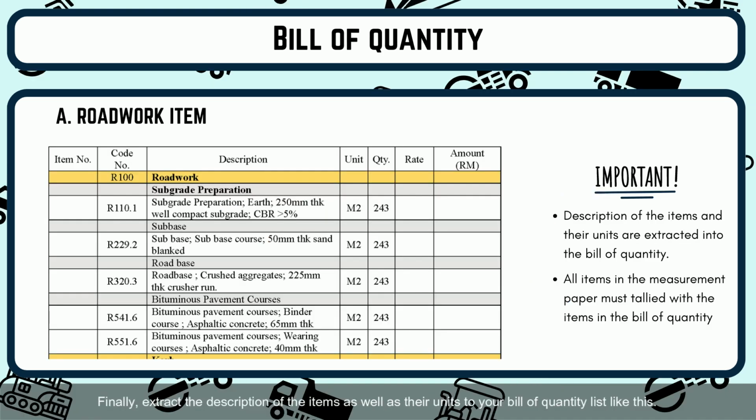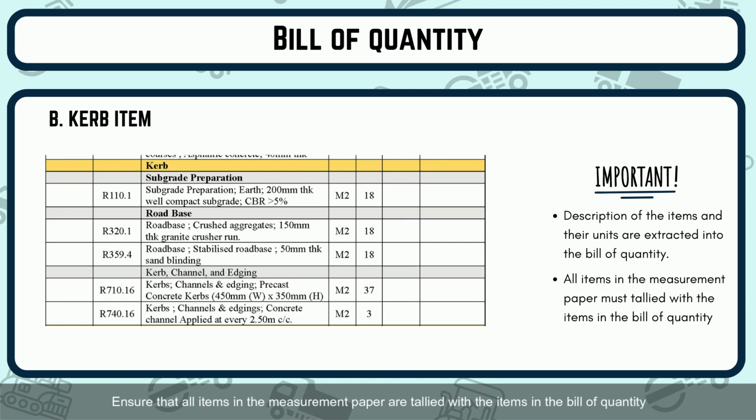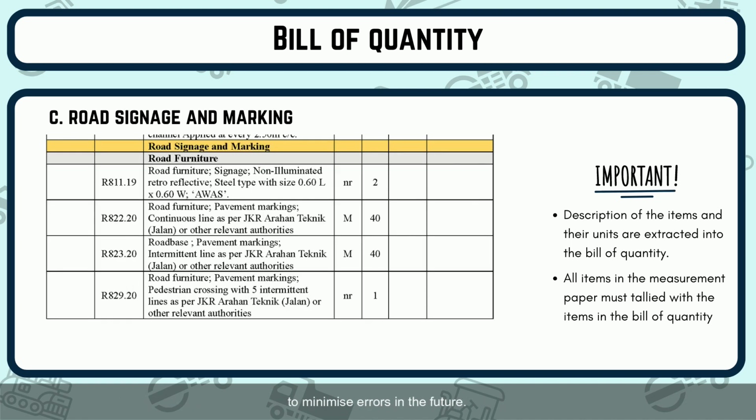Finally, extract the description of the items as well as their units to your bill of quantity like this. Ensure that all items in the measurement paper are tallied with the items in the bill of quantity to minimize errors in the future. Remember to round off those numbers with decimals into whole number.